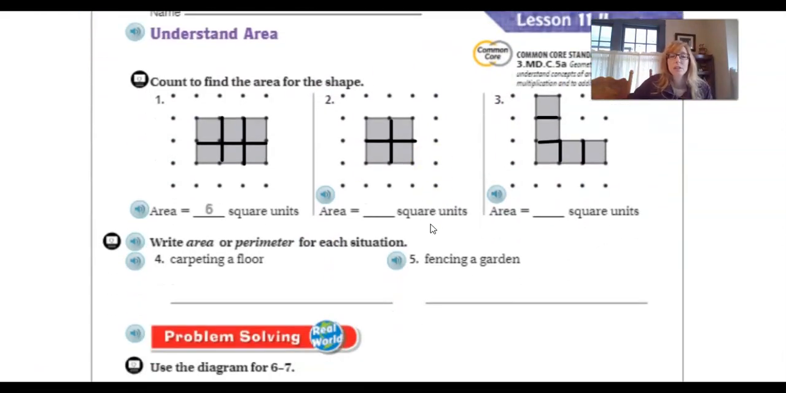So this is your lesson, your practice and homework here. Count to find the area for the shape. So hopefully you made all of your little square units and you would get 6 over here. Hopefully you did all your square units and you counted up and you got 4. And then all of your square units, you counted up and you made them and you would have gotten 5.